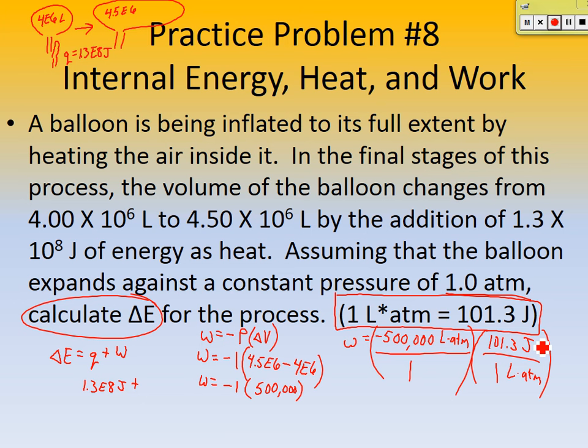Do you guys get this? Let's put it in scientific notation. So work is equal to minus 5.065 times 10 to the 7th joules. Did you guys get that? Okay. And now that we have it in joules, we can put that in over here for work, minus 5.065 times 10 to the 7th. Let's just add those two numbers together now.